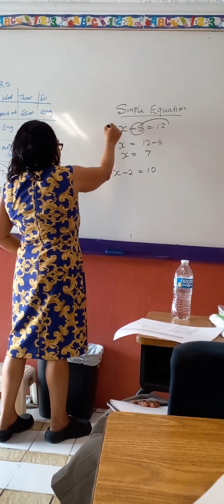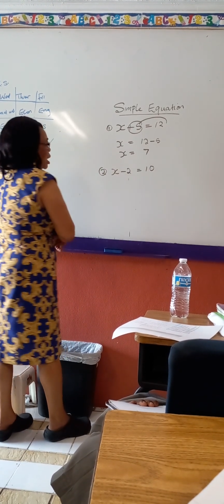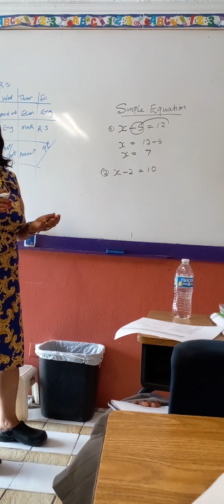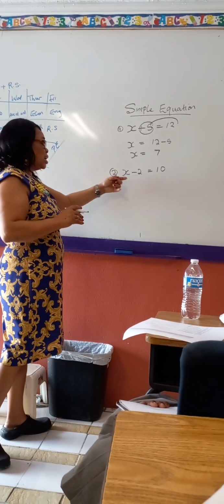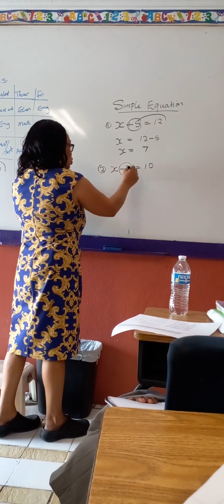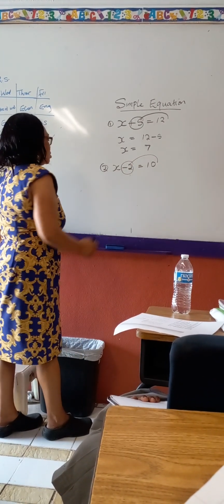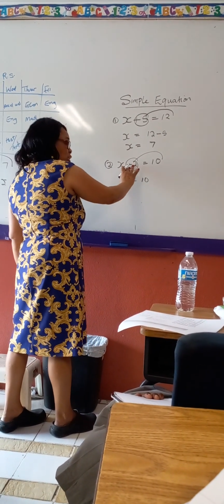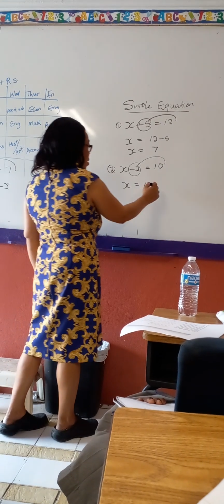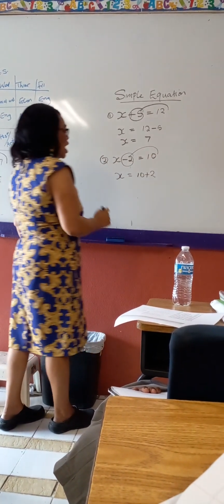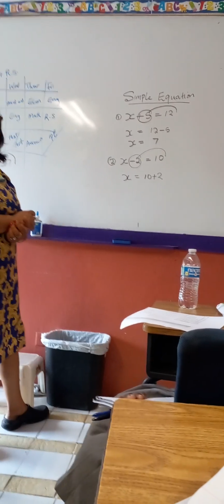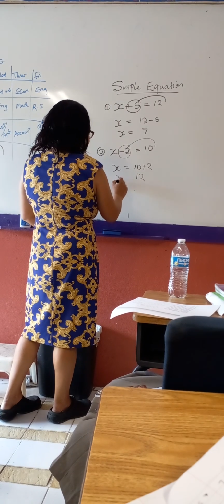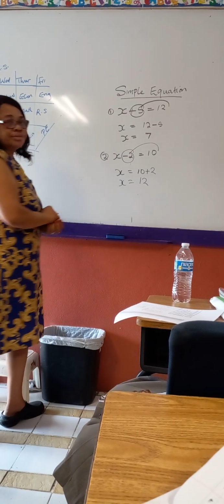What if I had x minus 2 equals 10? So this is example 1, and here goes example 2. X minus 2 equals 10. Same principle, because all I have here is x. I'm going to bring this 2 over, so I have x equals 10. The sign changes from a minus to a plus. X equals 10 plus 2. What is 10 plus 2? 12. X equals 12. That's my answer.